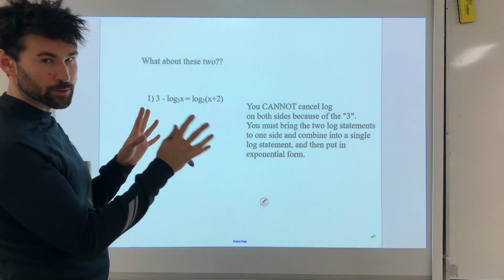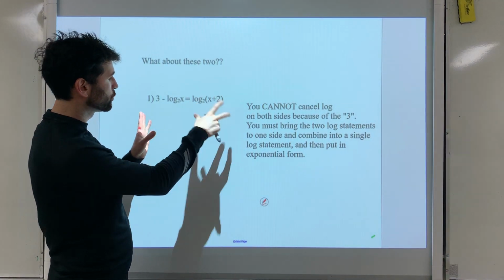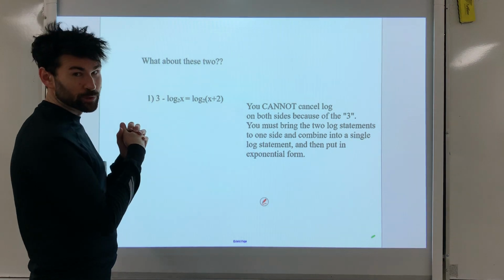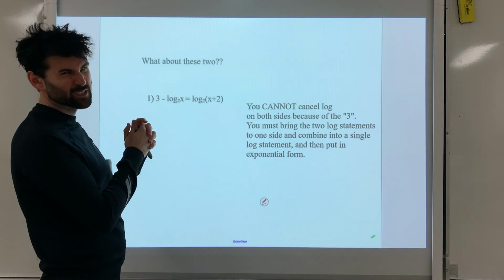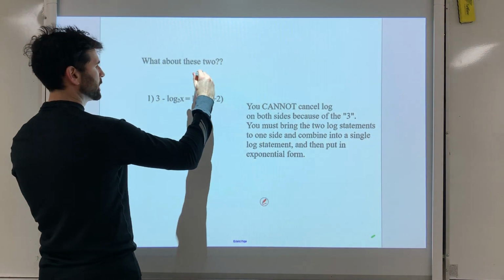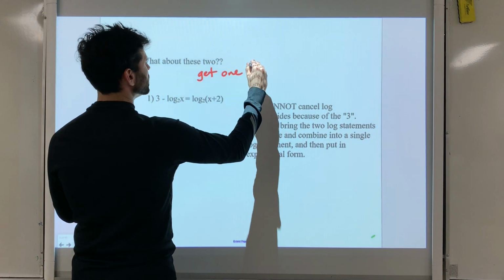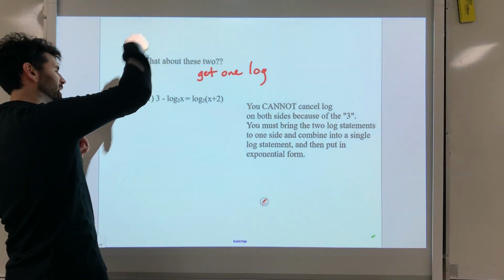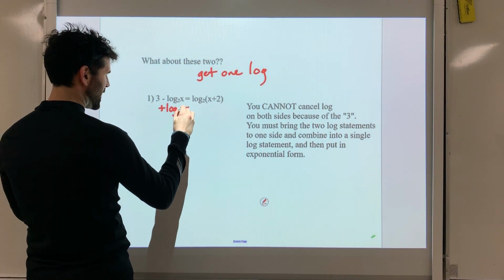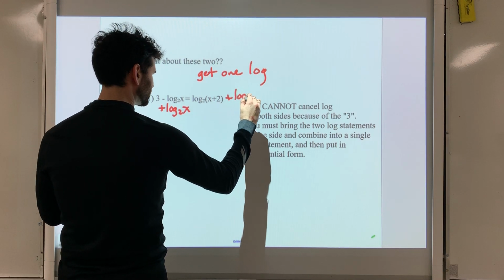And then you would have one of those first kinds of questions we did, where you have one log and a number on one side. Or you could equivalently rewrite the 3 as something in log base 2. I don't recommend doing that. That's tricky. Let's just get one log, okay? Get one log, one log. So we'll add this to both sides.